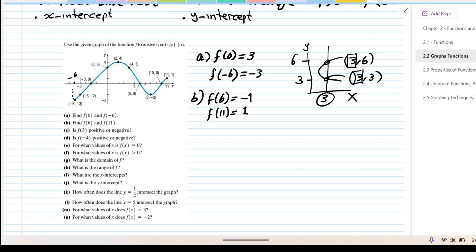Okay, now what else? Let's continue on to part C. In part C, is f at 3 positive or negative? Well, f at 3, somewhere in here above the x-axis, the y's are positive. So f would be positive in this case. In part D, is f at -4 positive or negative? Well, at -4, now you have to go to -4 and do the same thing until you reach the function. The function is below the x-axis, so y would be negative, therefore f is negative.